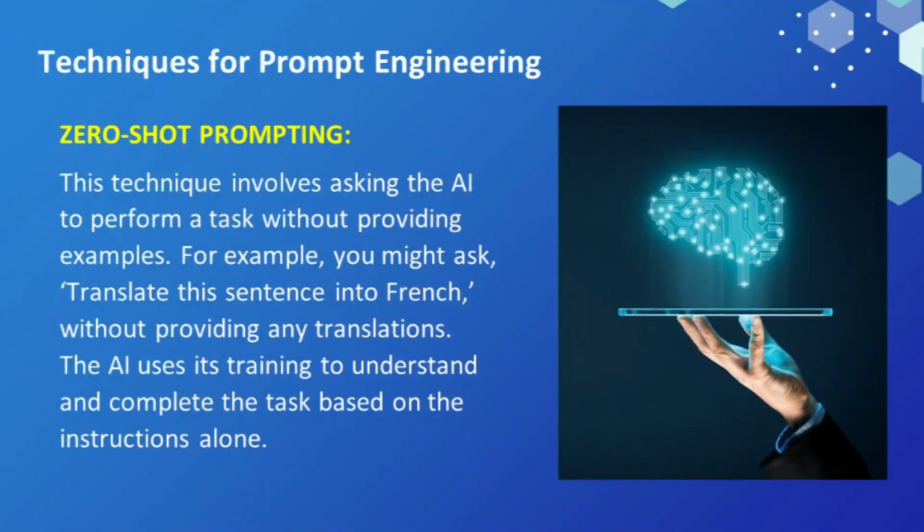The first one is zero-shot prompting. This technique involves asking the AI to perform a task without providing examples. For example, you might ask, translate this sentence into French, without providing any translations. The AI uses its training to understand and complete the task based on the instructions alone.